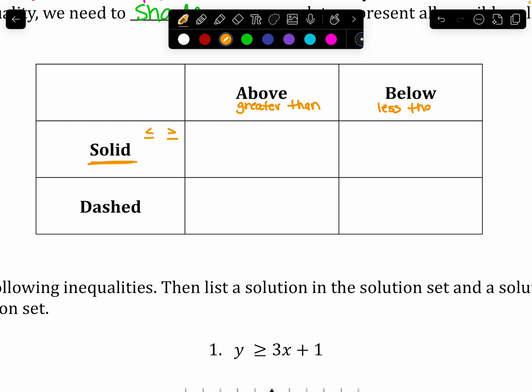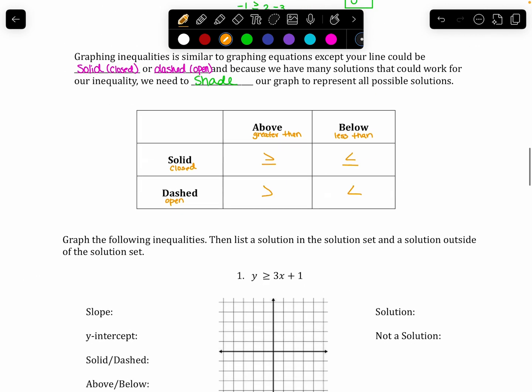And then below means that I'm going to be shading things that are less than my line. So if we think about this, solid lines greater than, this is going to be greater than or equal to, and then below is going to be less than or equal to. A dashed line is the same thing as an open circle. So that is going to be an inequality symbol that does not have an equal sign on it, okay? So if you want to, you can come over here and remind yourself that this is a closed circle, and over here, this is an open circle, okay?